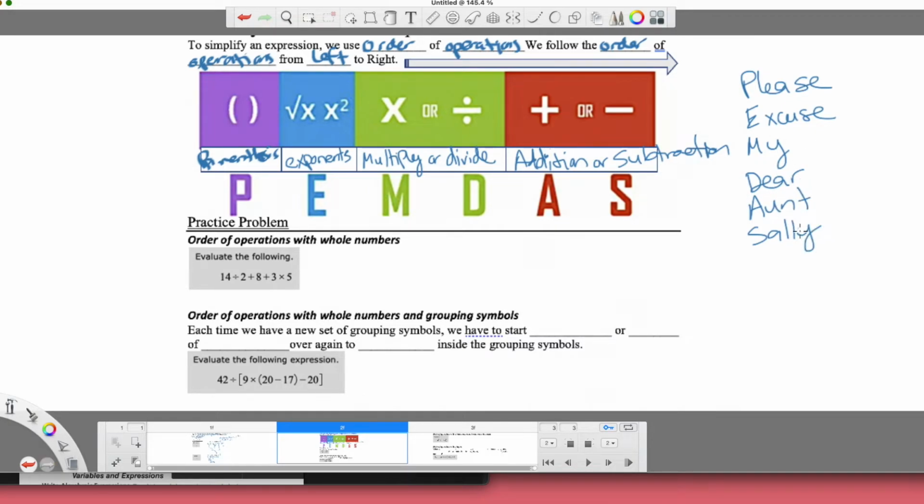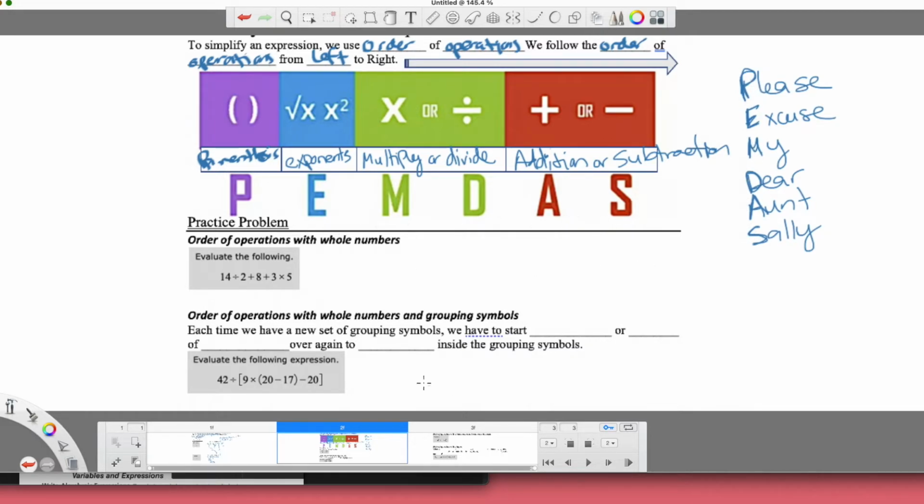So this just helps us remember because it's P for parentheses, E for exponents, M for multiply, D for divide, A for add, and S for subtract. So please excuse my dear Aunt Sally. That's just our little silly saying to help us remember the order of operations, because each one of the beginning letters there stands for the operation in that order.